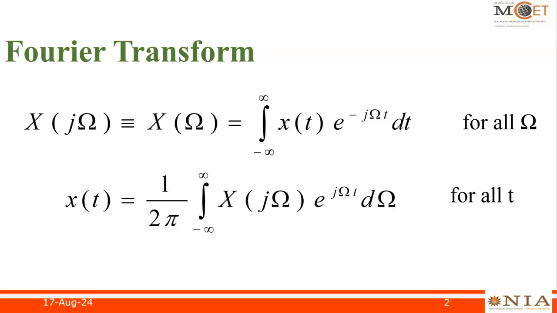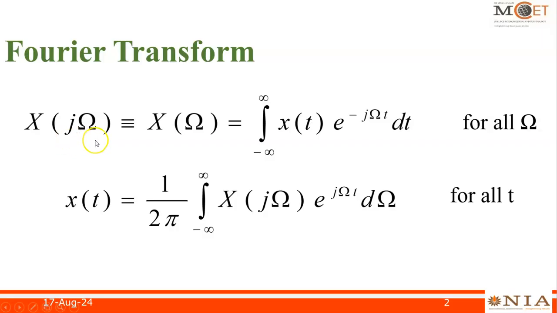For continuous time periodic signals, we can use Fourier series to convert the signal from time domain to frequency domain in order to analyze the continuous time signal, right? Whereas for continuous time aperiodic signal, we are going for the use of Fourier transform. So this is the formula. You can see this is the formula to find the Fourier transform of the given signal x of t.